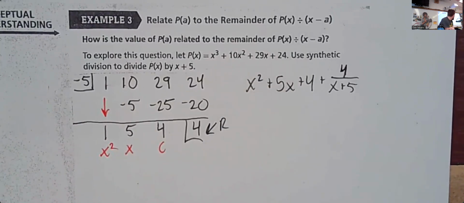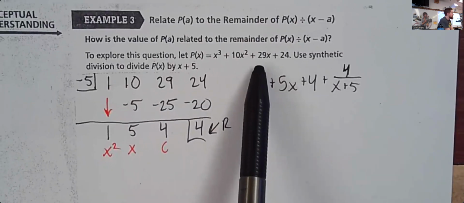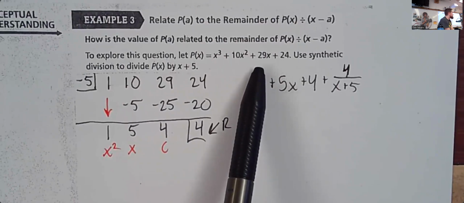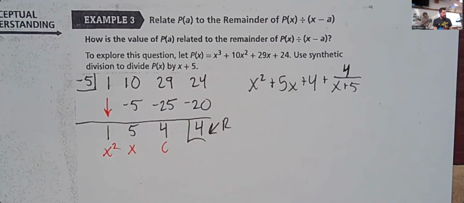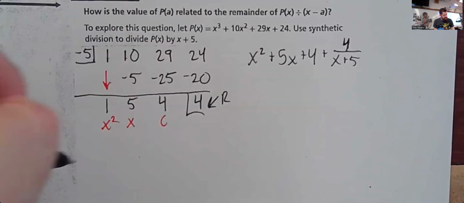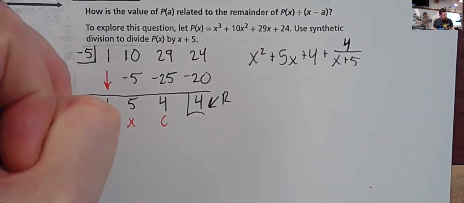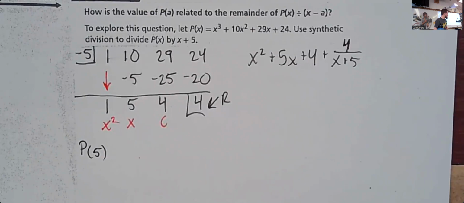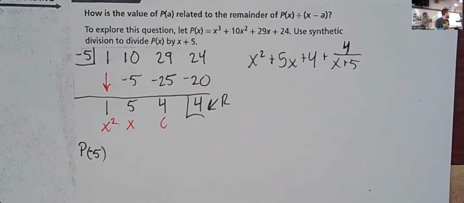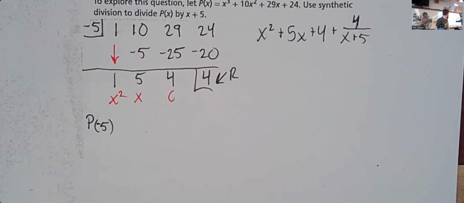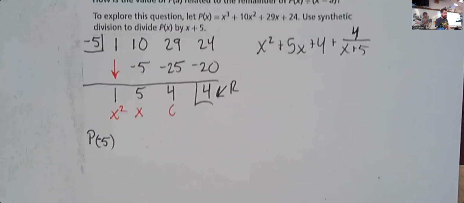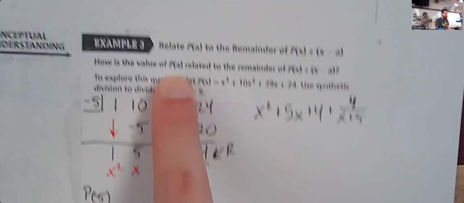So if A is equal to -5, which it is, P of A is this function here when we plug in -5 for X. So let's figure this out: let's go ahead and solve what is P of -5, because A is -5. So A equals -5. Therefore, P of A is P of -5.